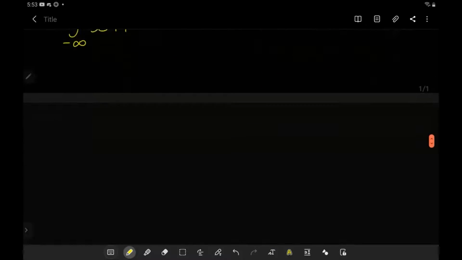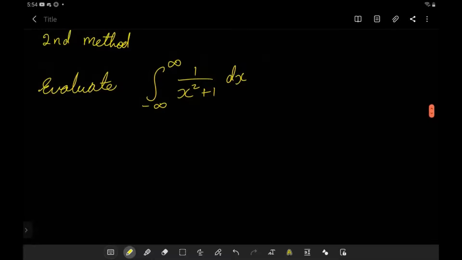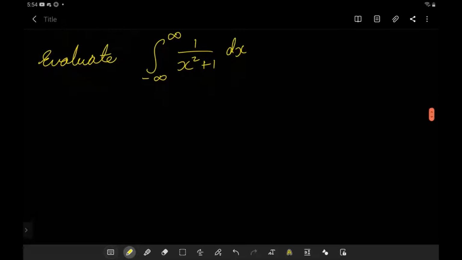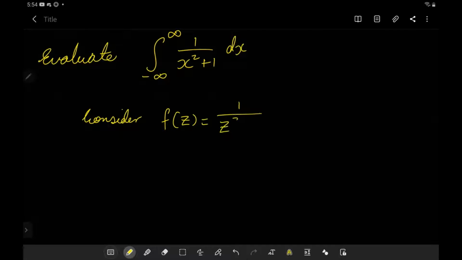Okay, second method. Now we are going to look at the second method, which involves complex analysis. So we are told to evaluate the integral from minus infinity to infinity of 1 over x squared plus 1 dx. So I would like to start by considering the function f of z, where z is some complex variable, 1 over z squared plus 1.